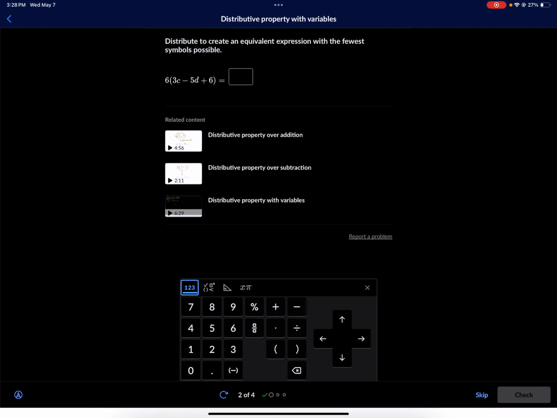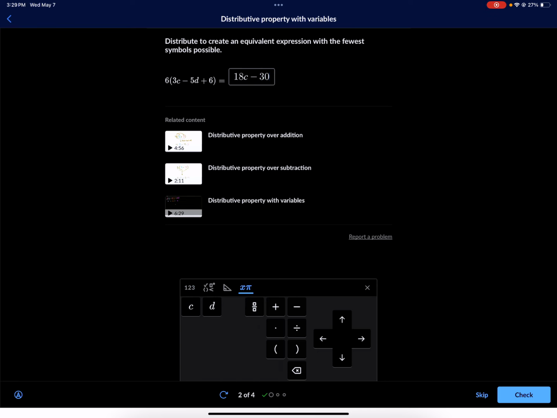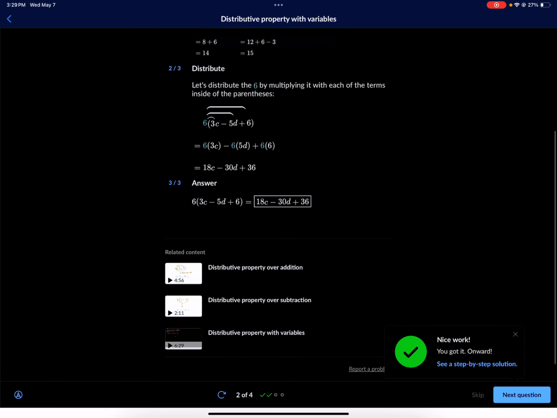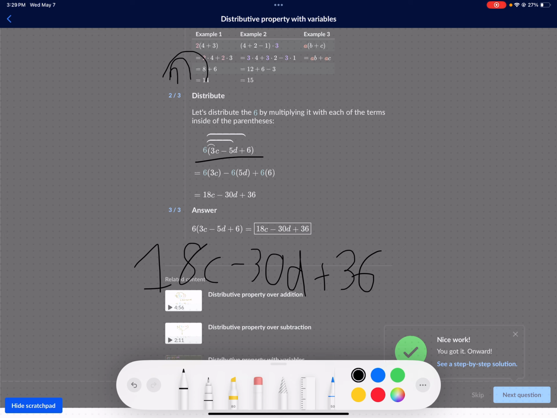18c minus 30d plus 36. If you got that correct, and yes, Khan Academy does say we have to distribute, good job.